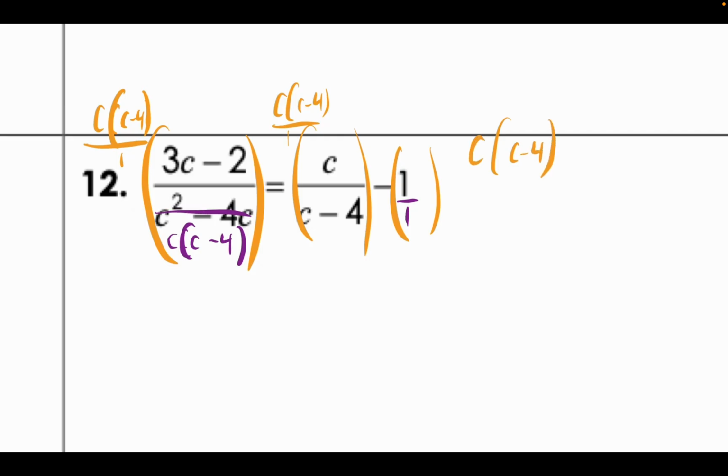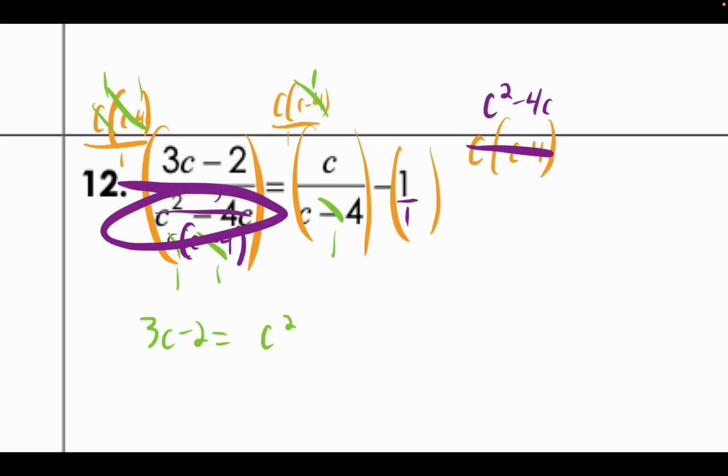And so on the leftmost fraction, the c minus 4 is reduced as well as the c's. So I just have 3c minus 2 times 1, which is 3c minus 2. The middle fraction here on the right-hand side of the equal sign, the c minus 4 is reduced, so I just do c times c, which is c squared. And that furthest rightmost fraction, nothing reduces. So instead of calling it c times c minus 4, I'm just going to call it again c squared minus 4c, like it was before I factored it.